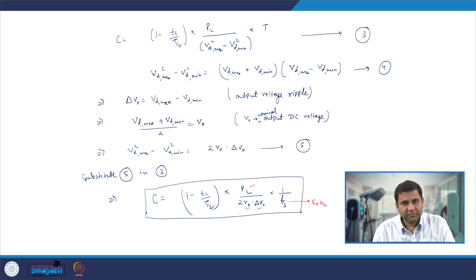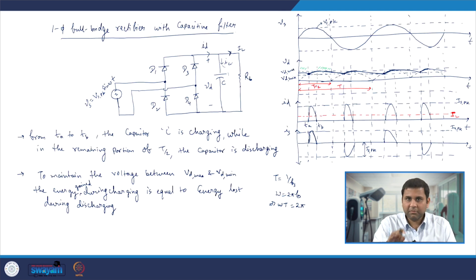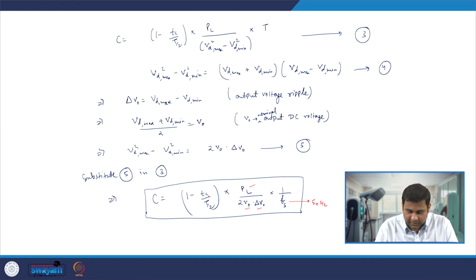T by 2 we can easily calculate, as T is 1 by Fs, and there we can calculate the T by 2. However, there is the Tc. If we recall, Tc is nothing but the time during which the capacitor gets charged. So, if we reduce this Tc, the capacitance value goes up. In order to meet that delta V naught value, the capacitance value needs to increase if we reduce the Tc. So, this is one of the understandings we can get from this particular expression.